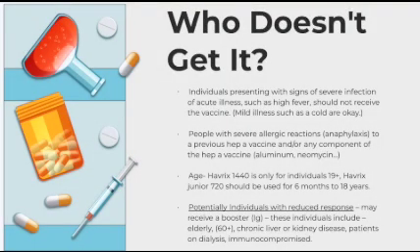Who doesn't get the vaccine? Individuals presenting with severe signs of infection or acute illness, such as high fever, should not receive the vaccine. Mild illness, such as colds, are okay. People with severe allergic reactions, anaphylaxis to previous Hep A vaccines, and or any components of the vaccine, including aluminum. Also, age is a consideration. The HAVRIX 1440 should only be for individuals 19 and older, and the Junior 720 should be used for 6 months to 18 years of age.